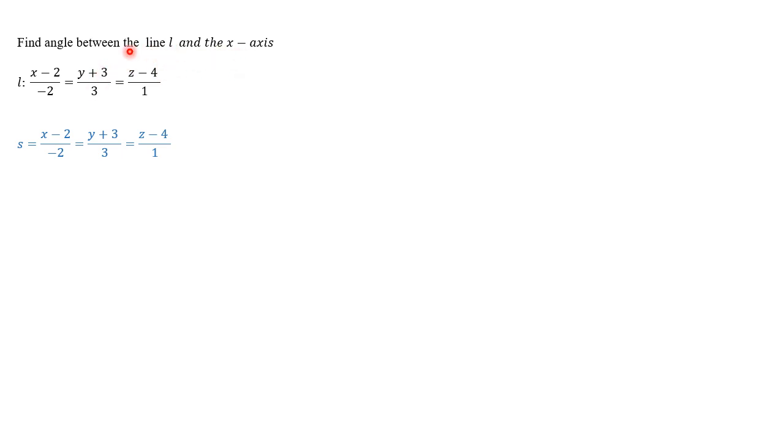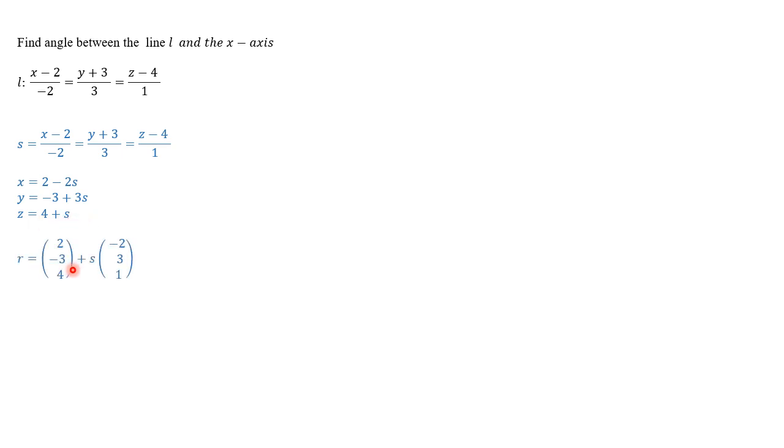So this equation is in Cartesian form. Let's find the direction here. To find the direction, we equate to a certain parameter, then convert from Cartesian to vector form. This part is equal to S, and this part is also equal to S, and this part is also equal to S. So x is equal to 2 minus 2s. For y, y is equal to minus 3 plus 3s. Then z is equal to 4 plus s.